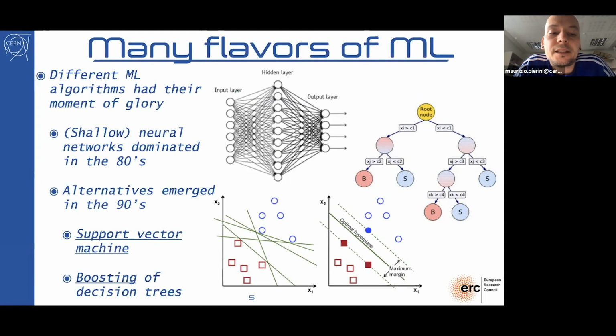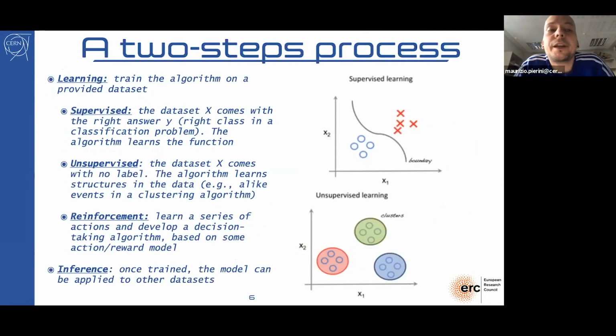But in the 90s, alternatives to these emerged, support vector machines and decision trees with boosting, that outperformed the shallow neural networks. So across the 90s, at some point, people just stopped talking about neural networks, and this started again very recently. Now it's 10-ish years of the resurgence of deep learning.